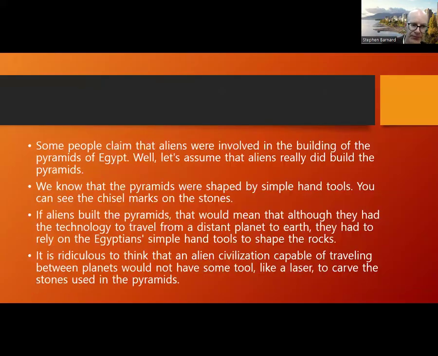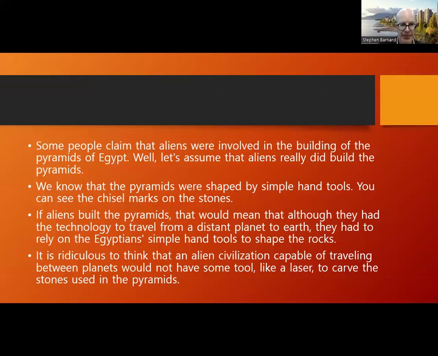So let's take a look. Some people claim that the aliens were involved in the building of the pyramids of Egypt. Well, let's assume that the aliens really did build the pyramids. So that's the opposite of my opinion. So that would be not P. We know that the pyramids were shaped by simple hand tools, and we can see the chisel marks on the stones. We know that these pyramids were built with simple tools, and we can see evidence of that on all the stones.